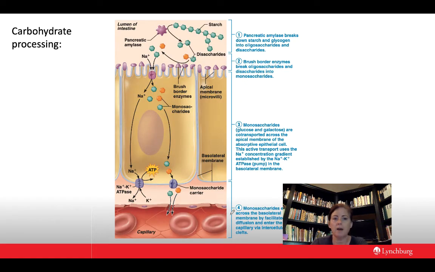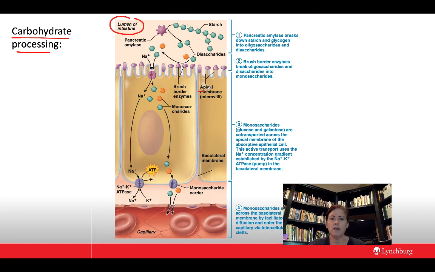Okay. And then really the last thing that I want to talk about, I just pulled out some big picture concepts here on processing of a few different nutrients that we ingest. The first one is going to be carbohydrate processing. What I'd like to point out here, in this image, just to orient you, is the lumen of the intestine. So this is the inside of the intestine.